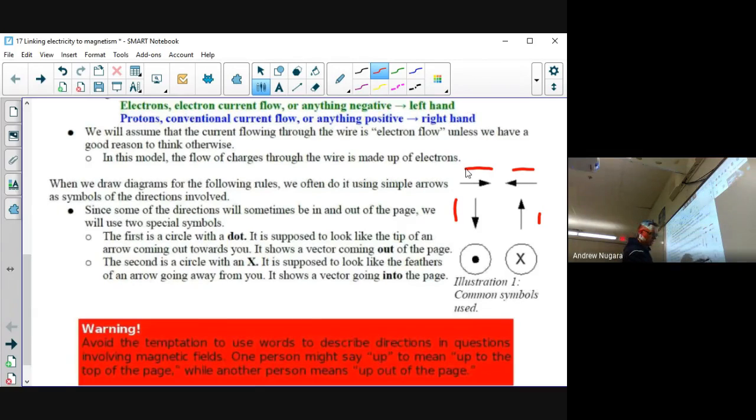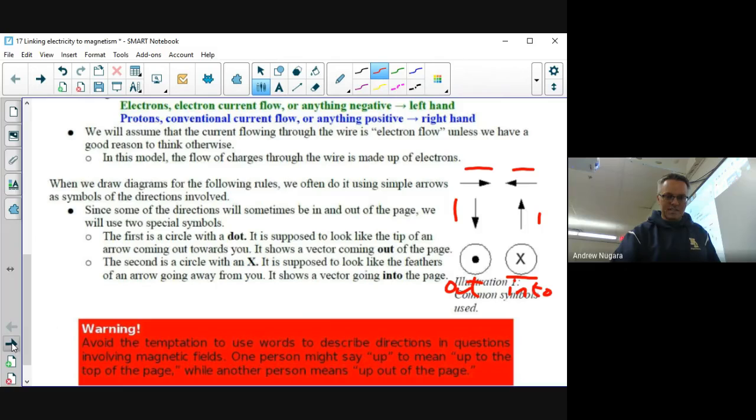These ones here, this here means out of the board. So this little dot here is coming out of the board, like watching an arrow come towards you, and this one here is into the board. It's like watching an arrow going away from you. So this is into the board, or into the page, and this is out of the board or out of the page. Okay, and those can apply to magnetic fields, they can apply to electric fields, they can apply to anything really. They're very general conventions.